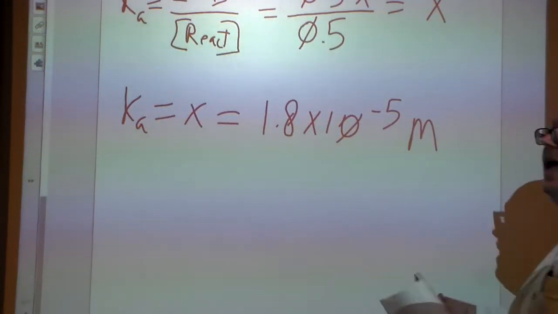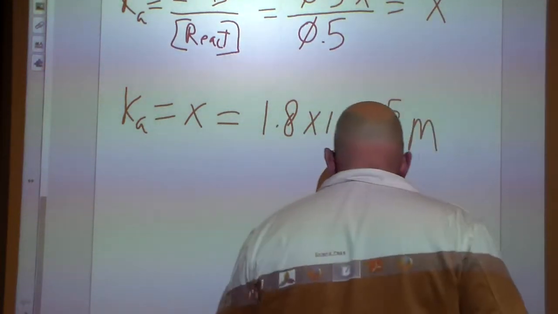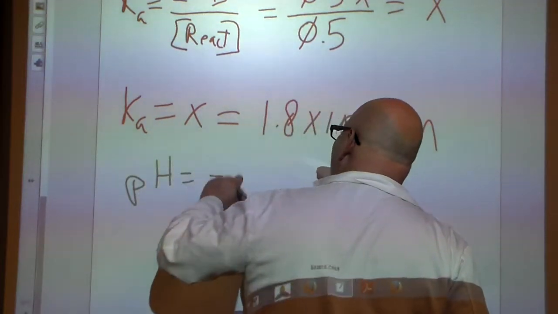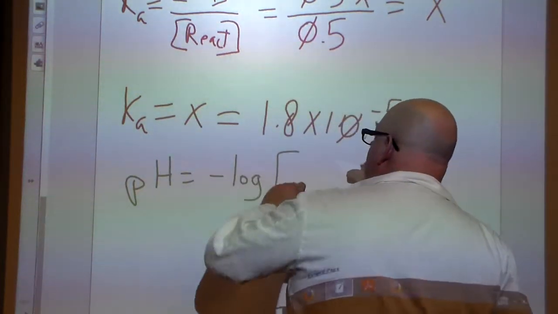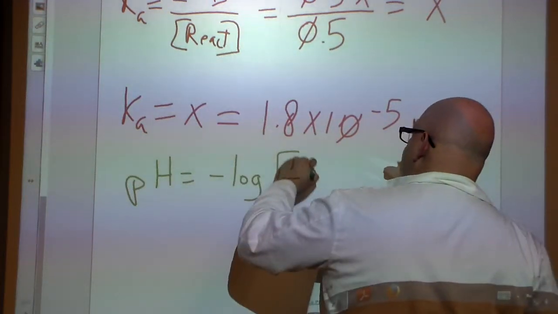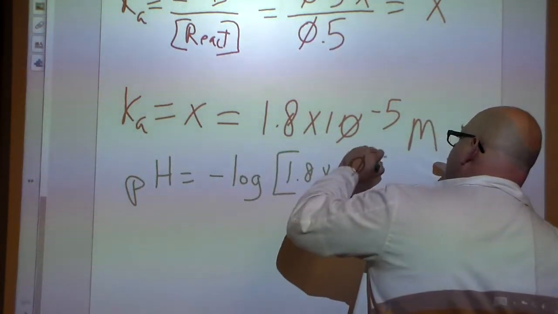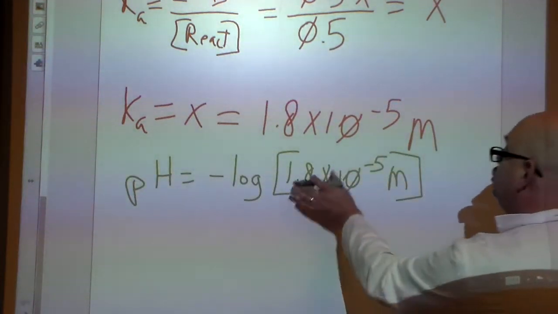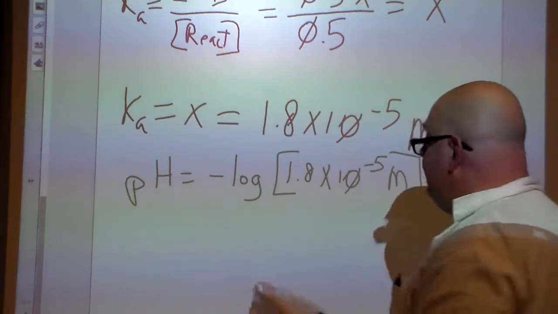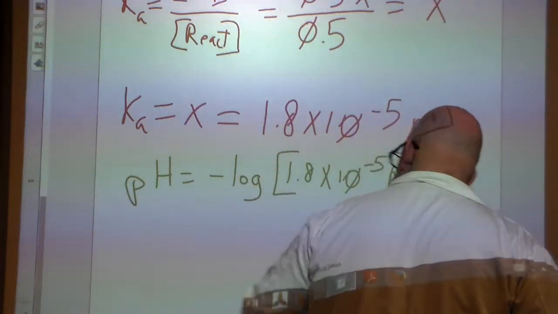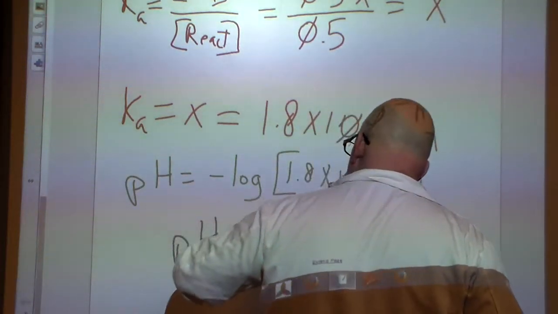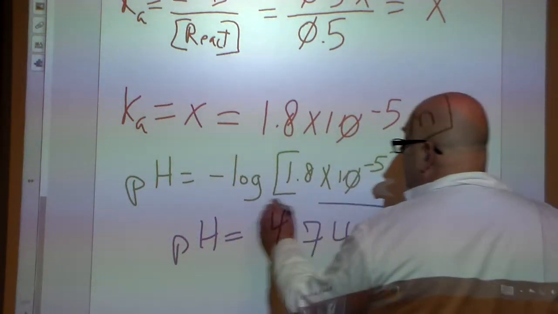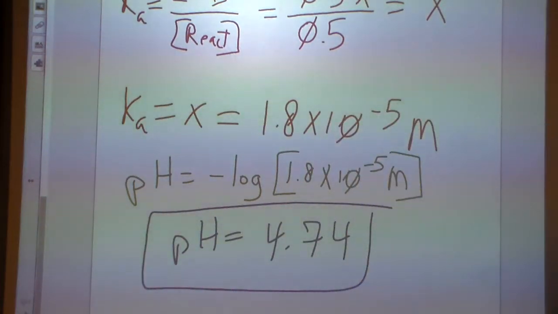Well, we've got to figure out the pH because that's what they're asking us, right? Well, if you remember, the pH is equal to the negative log of our concentration, which in this case is 1.8 times 10 to the minus 5th molar. Now, do you have to write the M in there? No, but I'm just showing you where it's going. And thus, our pH, ladies and gentlemen, is equal to 4.74. And that will take care of the first part of our answer.